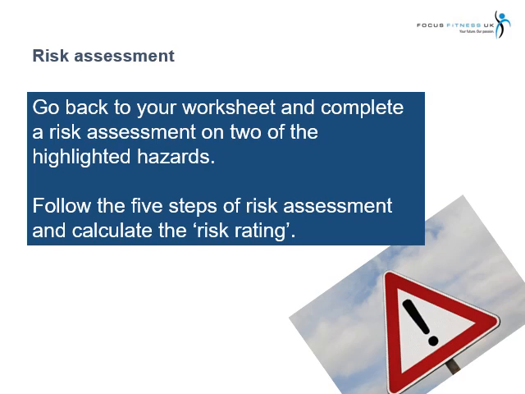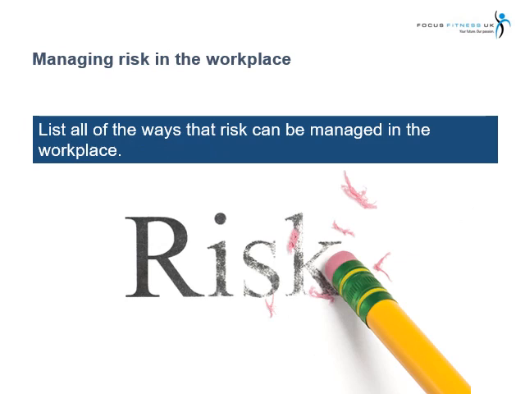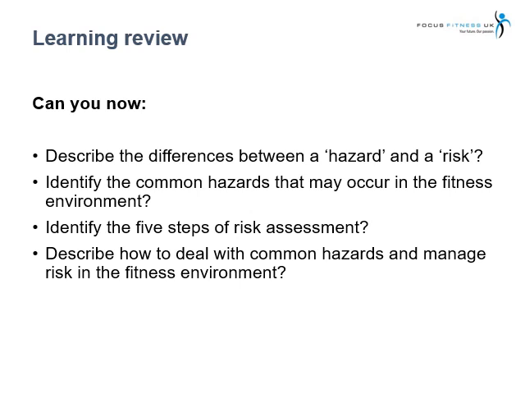So there is a risk assessment on the highlighted hazards. You can have a look at those and follow the 5 steps to calculate the risk rating. Then have a look at how you could manage risk in the workplace, and then try and think of as many as possible. You'll see some examples then on page 13 in your green chapter. Okay, so when you've done that, there are some activities to do that will be assessed.